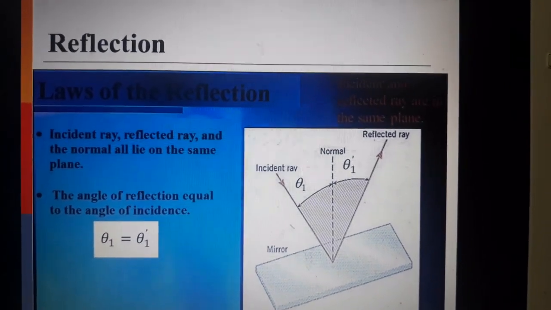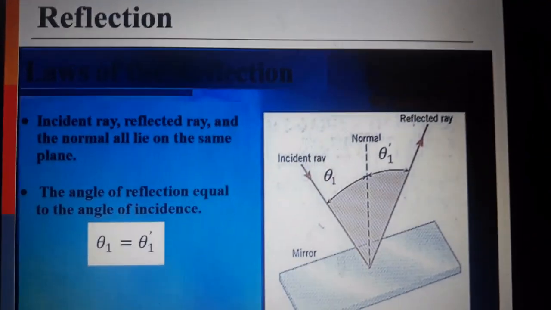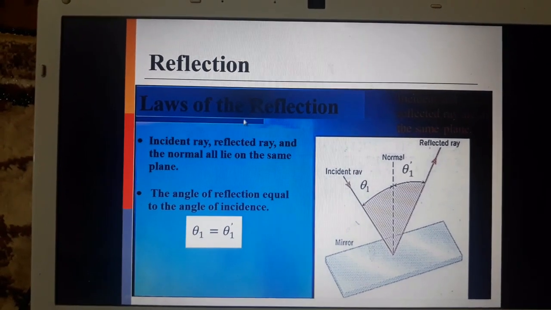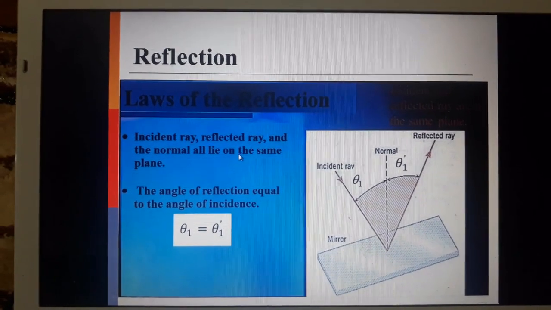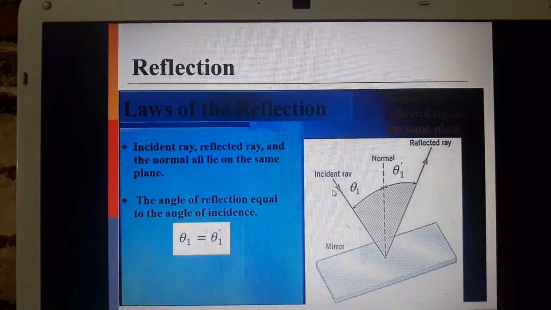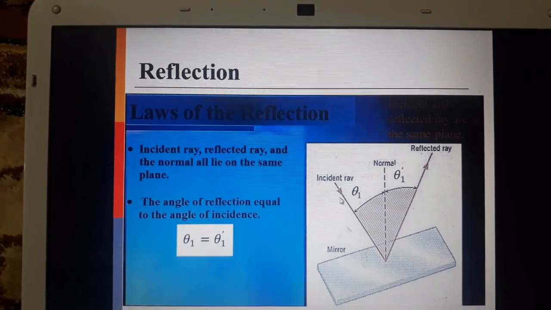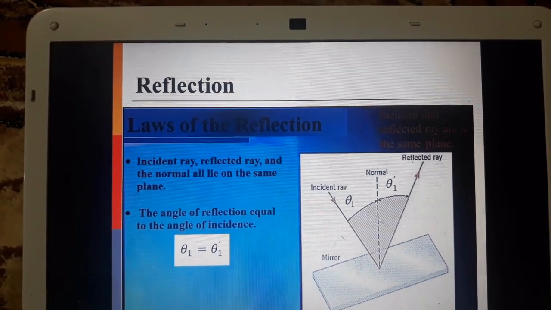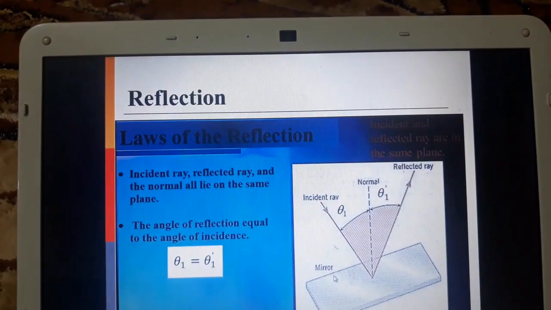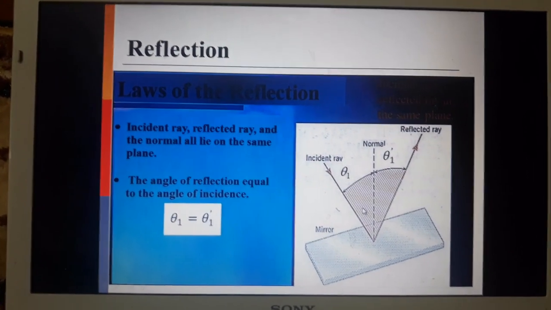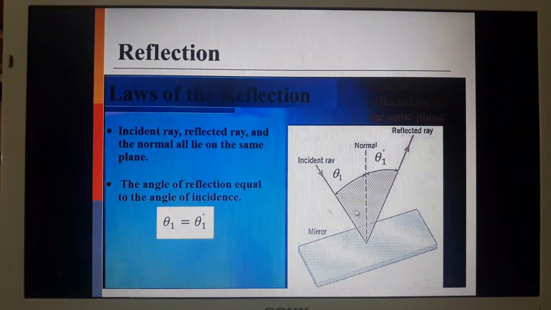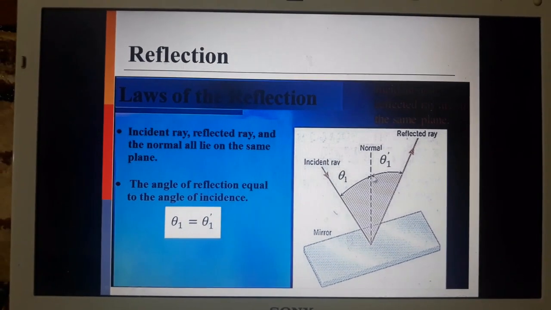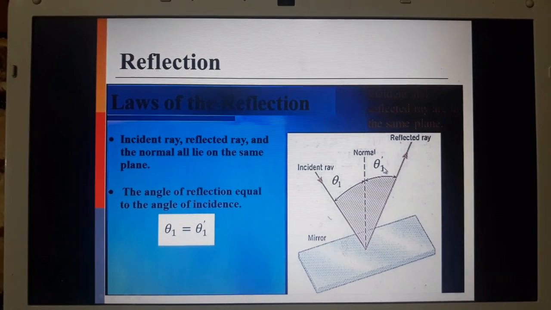Okay. Laws of the reflection. Sorry for that. First one: the incident ray, reflected ray, and normal all lie on the same plane. This is the first law. Second one: the angle of reflection is equal to the angle of incidence.